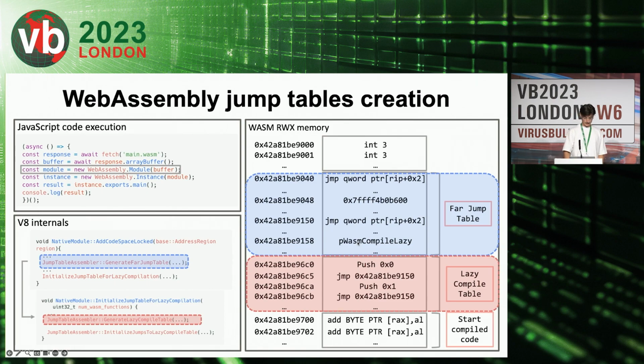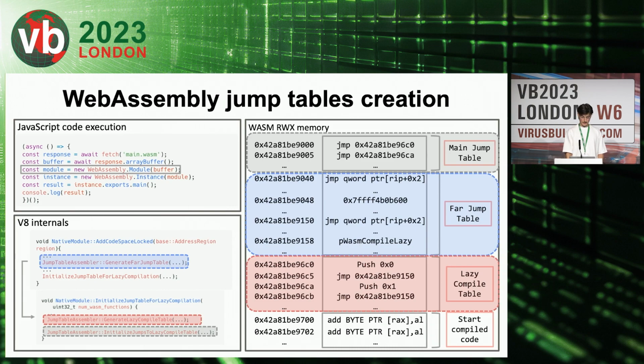And finally, the native module will add a main jump table. This is where basically all the export functions will point to when the export function is called from the JavaScript. So this is basically the entry to the function execution. But we'll see later how it is used.